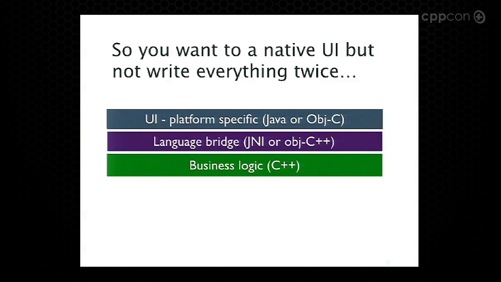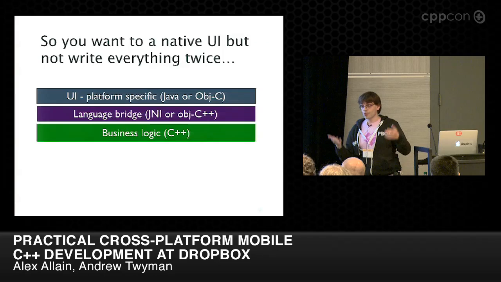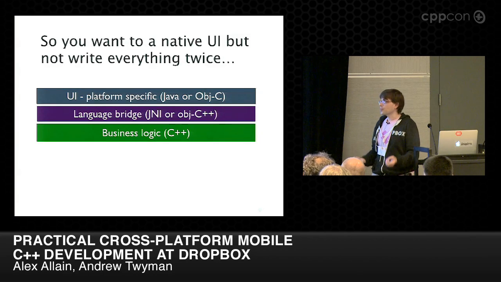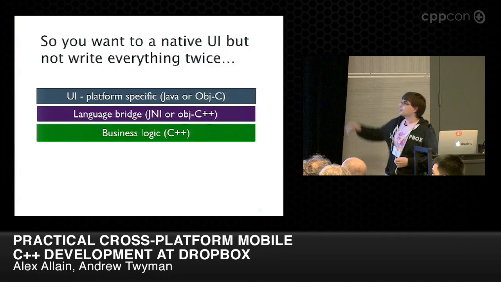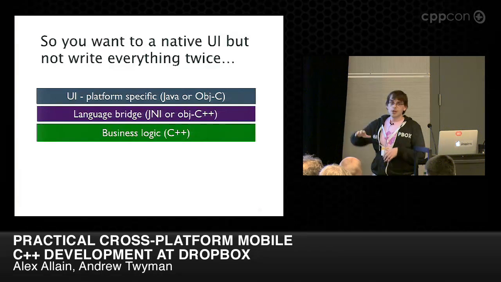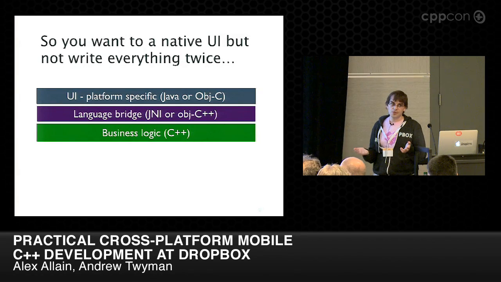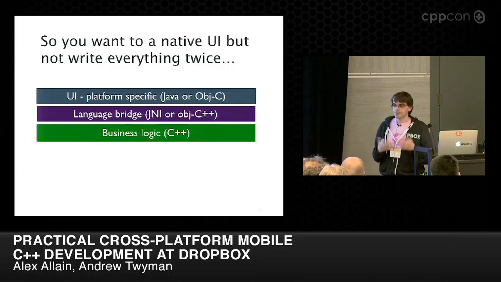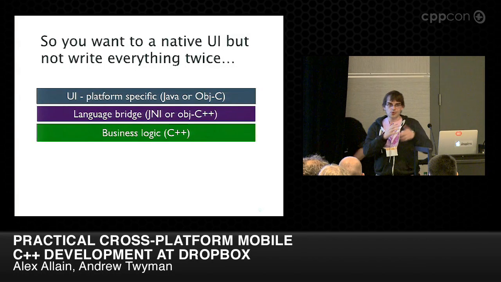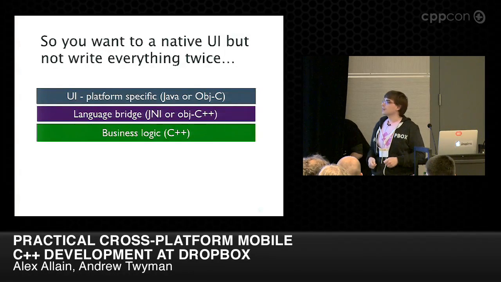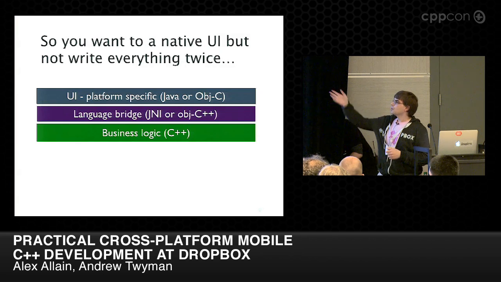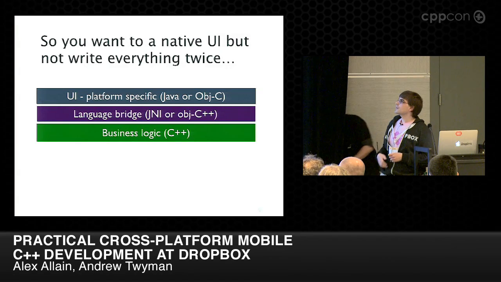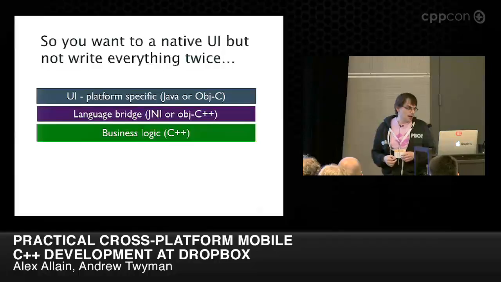It's basically this architecture. So you have 3 layers at heart. You have a cross-platform business logic layer written in C++. It's probably what you're all super familiar with. We're writing some C++ code to do something. You have a language bridge. So this is either JNI on Android or Objective-C++ on iOS. You could also go with the C wrapper route, but that's not what we propose. And then you have the UI that's platform specific, written in either Java or Objective-C.